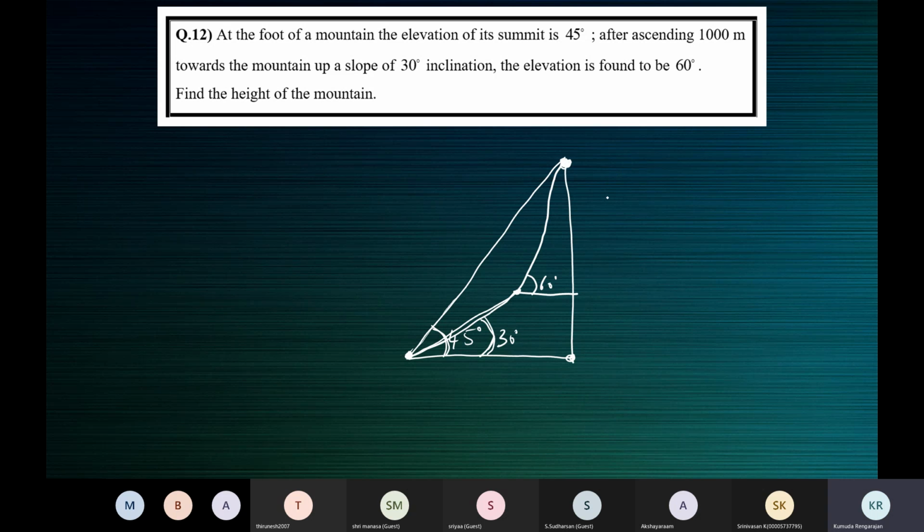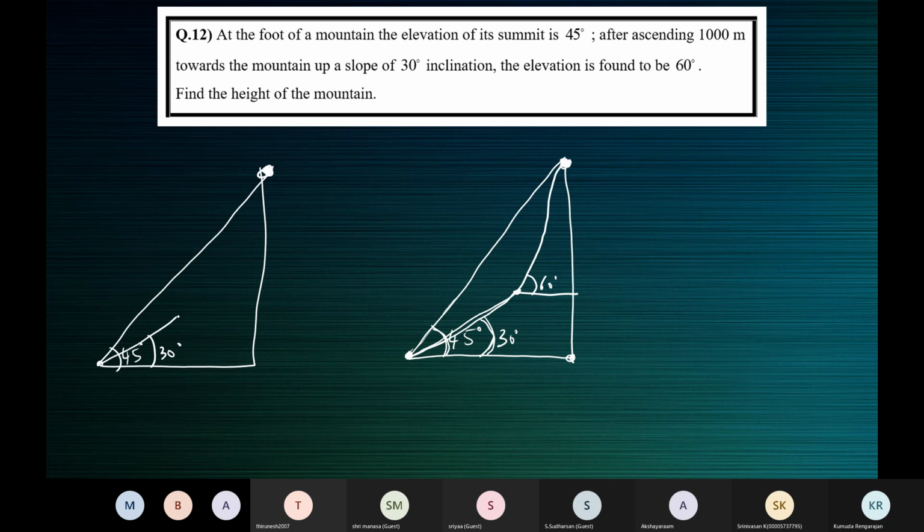With this information given, we need to find the height of the mountain. This is the height of the mountain. This is the foot of the mountain. This is the summit. Elevation is 45 degrees. You're walking up a slope of 30 degrees inclination. You stop here, so you should draw the horizontal. And from here, you again look at the top of the mountain. The elevation is found to be 60 degrees.